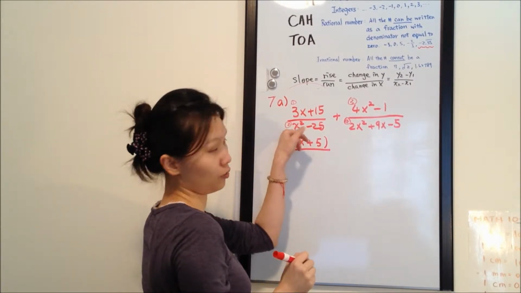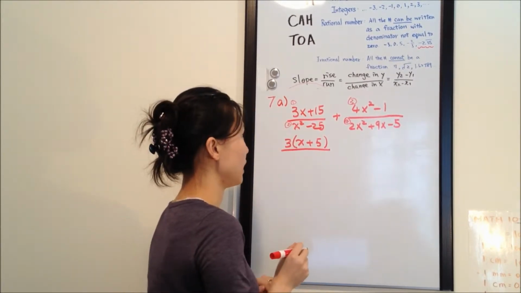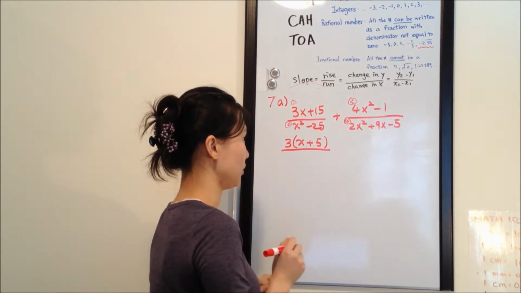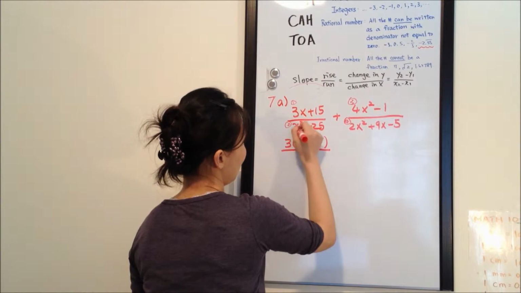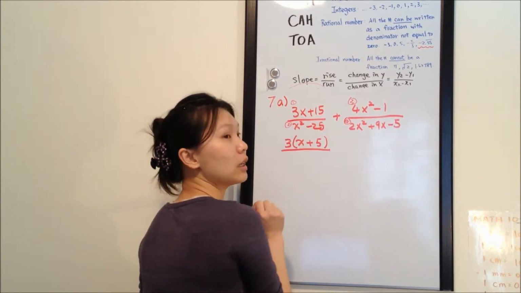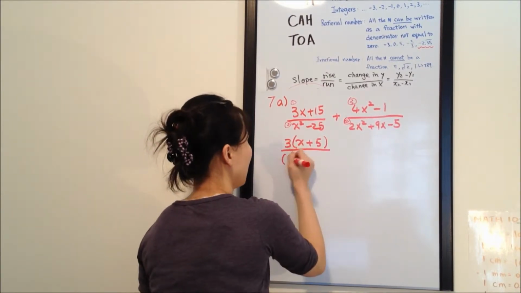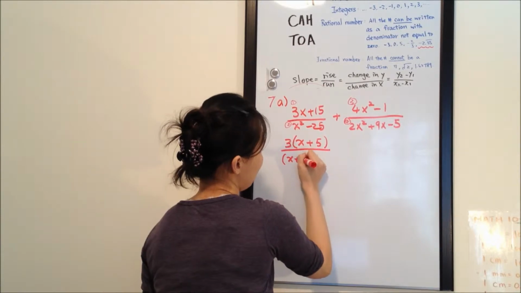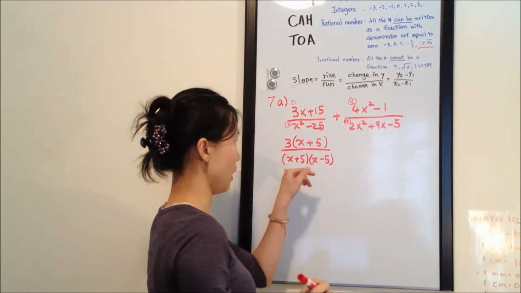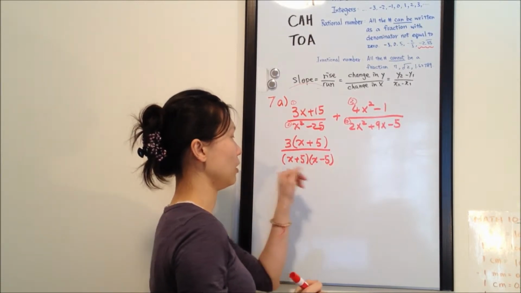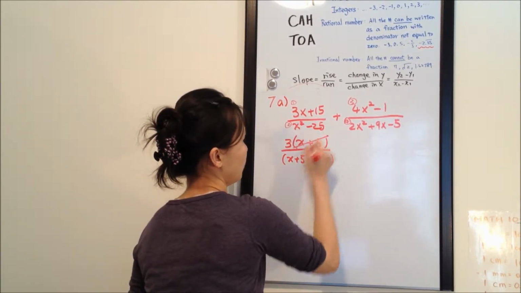Okay, number 2. We use a formula, a squared minus b squared. So a squared minus b squared will be equal to a plus b, a minus b, which will give me x plus 5 and x minus 5. And right away we know that this 2 can be cancelled.